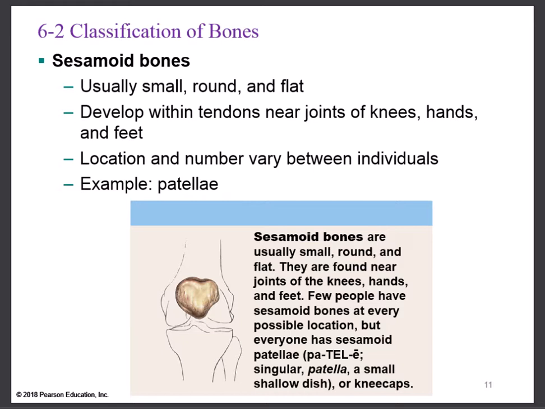But the one example that most of us would know is going to be the patella. Right? The patella is the flat bone right over here that's in the tendon of our quadriceps muscles. This is a group of muscles that run up here on top of the femur. So this bone is actually in the tendon of the quadriceps.